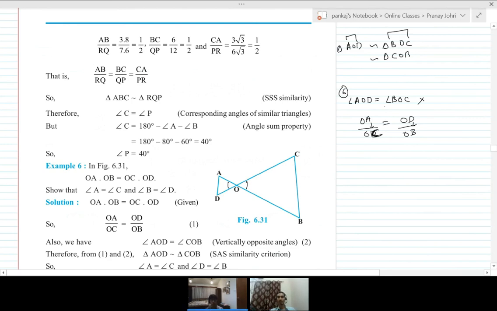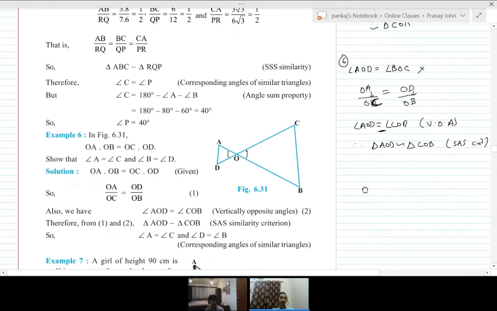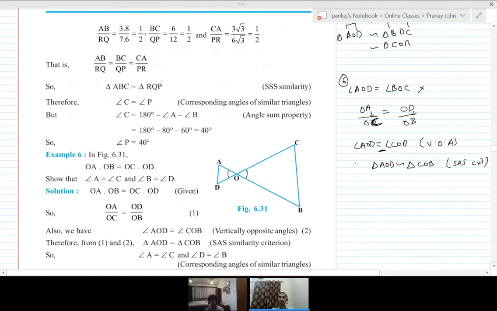So now we can write AOD is equal to BOC, vertically opposite angles, and hence they are similar. Now you have written the angle, that's why you can just write using this as correct. And then the rest is a piece of cake.